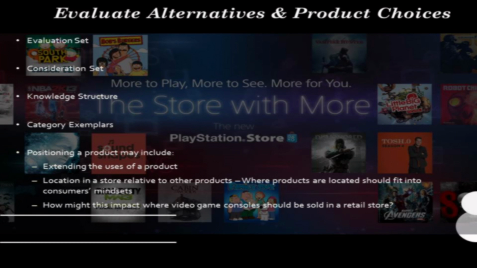How might this impact where video game consoles should be sold in a retail store? It depends who you're going after. If we think about the video game consumer, and if we think about the video game player, they might be different consumers. The video game consumer may play video games, but he or she may also be looking for a smart TV or be looking for an all-in-one option, perhaps. And so the Xbox One might do quite well actually being sold next to smart TVs and other living room technology.